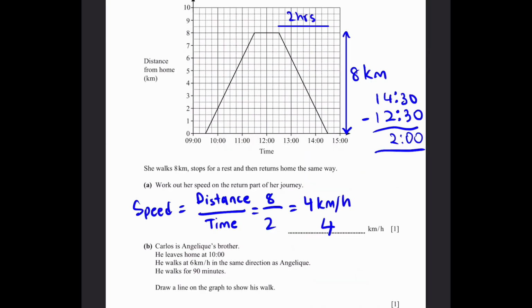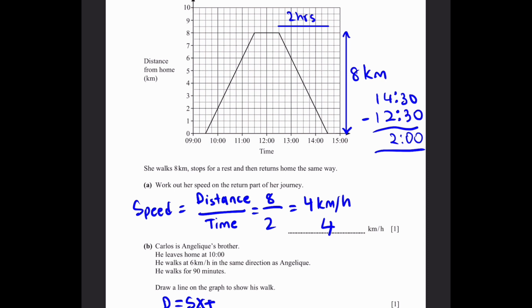B. Carlos is Angelique's brother. He leaves home at 10 o'clock. He walks at 6 kilometers per hour in the same direction as Angelique. He walks for 90 minutes. Draw a line on the graph to show his walk. So speed equals distance divided by time. And if you want to find the distance and you're given the speed and the time that he walks, D equals speed multiplied by time.